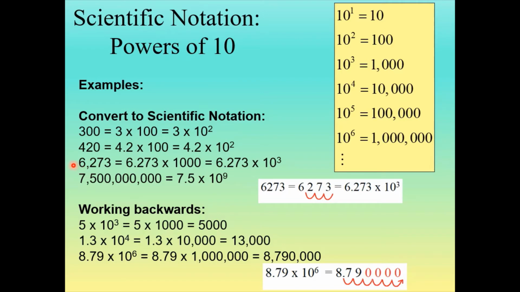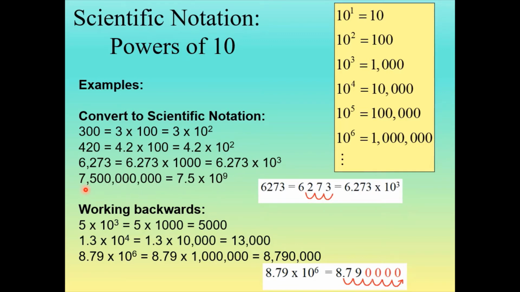Okay, so like this, let's take this next number, 6,273. Remember the rule is we have one number in front of the decimal point. So we have 6.273. We put the decimal point right here, and then we have to multiply that by 1,000, because we're talking about thousands here. So our number is 6.273 times 10 to the third power.